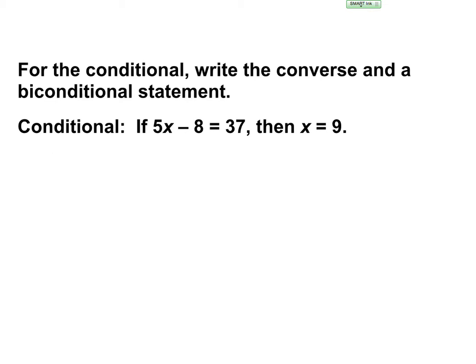Let's see. For the conditional, write the converse in a biconditional statement. So the converse, now give it from Kate, what's the converse? If x equals 9, then 5x minus 8 equals... Okay, in case you didn't hear him, that's what he said. Okay, and a biconditional, think what words it needs to have.